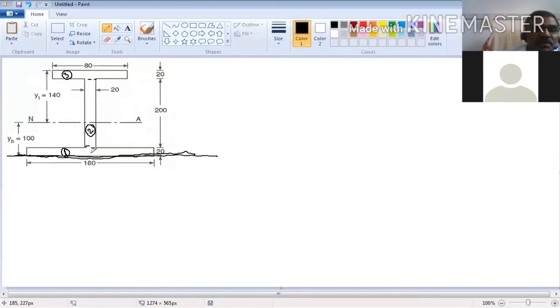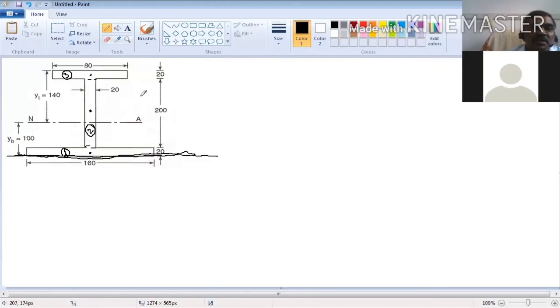For body 1, what is the center of gravity? It is symmetrical, so the center of gravity is here. What is the center of gravity of body 2? It will be here, since it is a rectangular cross section, symmetrical, so it will be at the center. What about the center of gravity of body 3? It will be here.